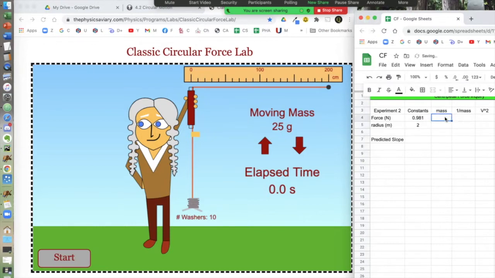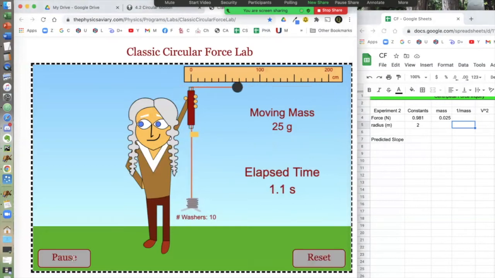Okay, so I'm going to change the mass 5 times. The first mass I'm going to do is 0.025 kilograms, which is right here. We'll let it run and see what the velocity is. 1, 2, 3, 4, 5, 6, 7, 8, 9, 10. Okay, I didn't stop it really great, but that's all right. So that was 10 times.